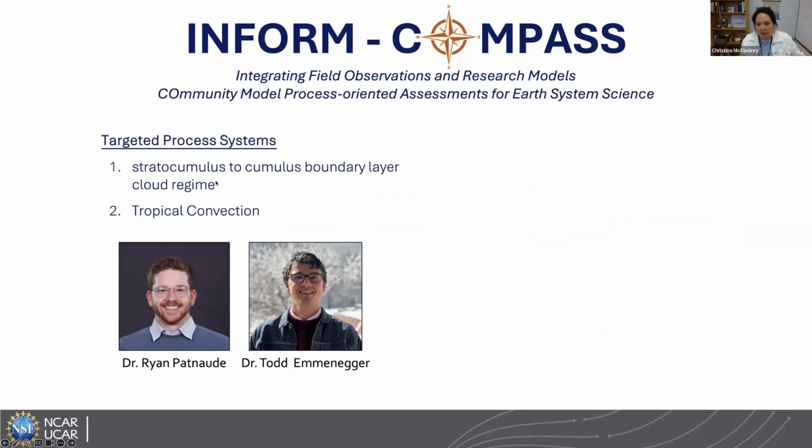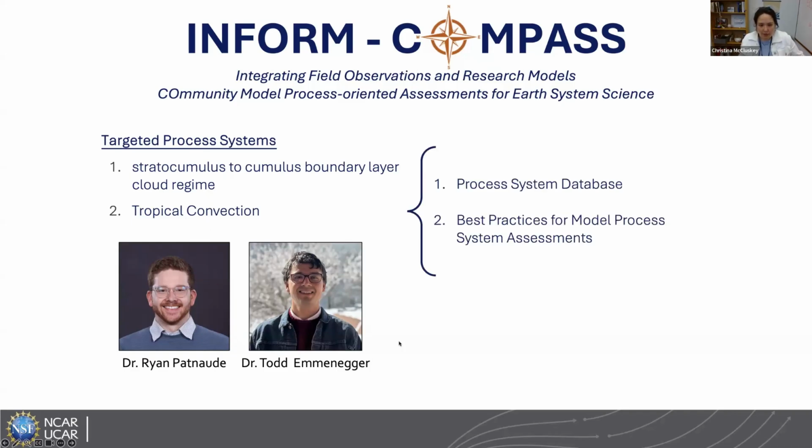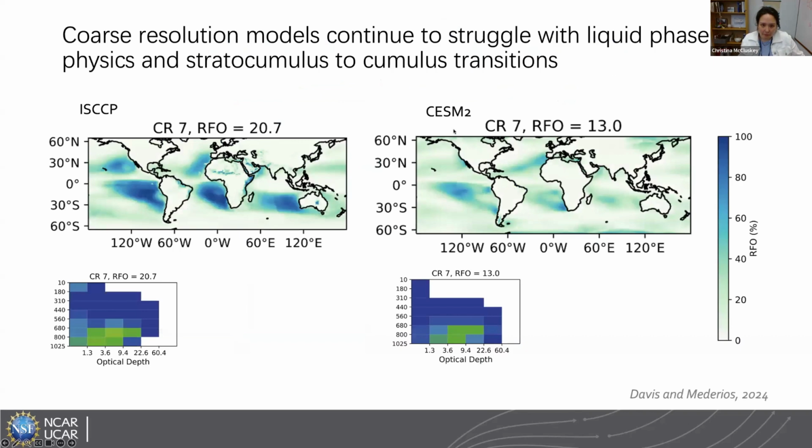In this case, we're starting with what some people may think is the easiest, which is this boundary layer cloud regime as we switch from stratocumulus to cumulus, which is the nice cloud deck versus pockets and little popcorn clouds. And then we're also looking at tropical convection as the other one, which is of course much more complicated, but a couple postdocs are working on this project. And what we're doing is building what's called a process system database. And then we're also building some best practices for how to run the model and how to assess that model.